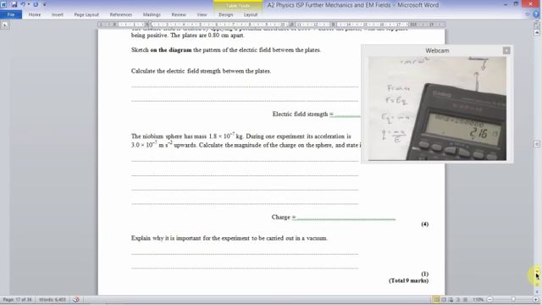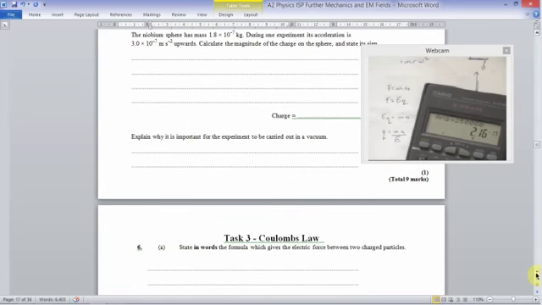Explain why it is important for the experiment to be carried out in a vacuum: because any other air molecules, any other gas particles, would provide other forces and could collide with the sphere that's in there, so we wouldn't be able to take decent measurements. It's a 9-mark question there. So that covers ISP task 2. I know that was quite quick, but there are 2 big questions in there and 2 very tricky questions in there, so make sure you go through that again if you need to.